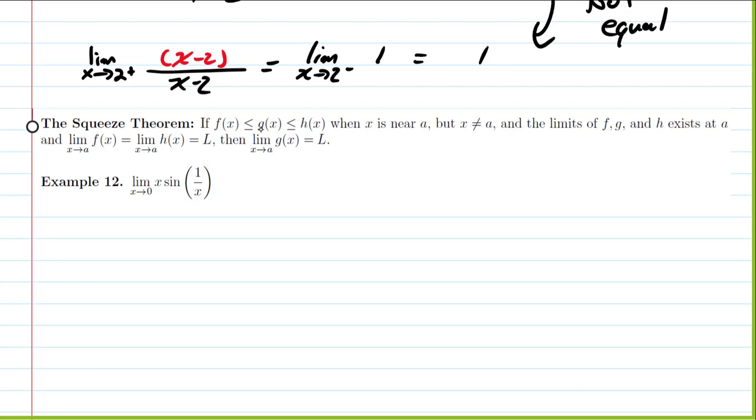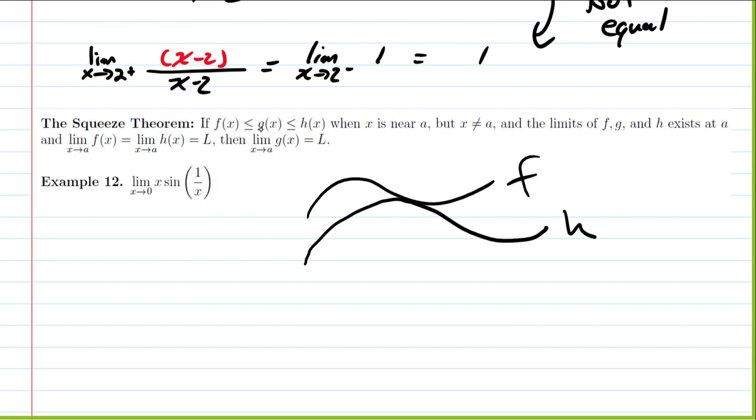So basically the idea is if you have these three functions, so imagine you have, here's f, and h is down here, does something like this, and g is somehow trapped in between these functions everywhere. Well, what's going to happen to the limits? If you know the limit of f and you know the limit of h, where does g have to be? It's being squeezed in between. That's why this is called the squeeze theorem.